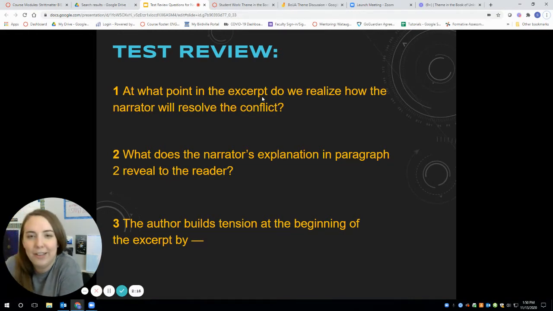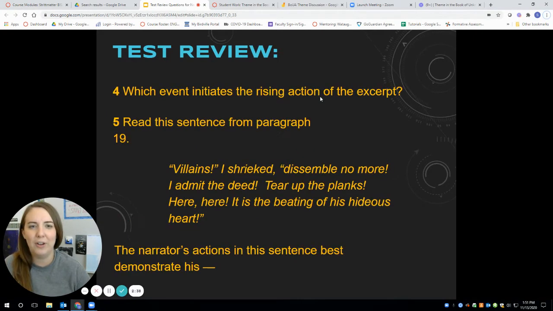So in the Telltale Heart, the problem is the old man's eye. And actually, we realize how he's going to solve the problem at the very beginning, because the narrator tells us that I was never kinder to the old man during the entire week before I killed him. So we know he's going to resolve his conflict by murdering the old man. We don't know exactly how it's going to go down, so we have to wait to see him stalking him every night and then leaping into the room. But we realize that fairly early on.